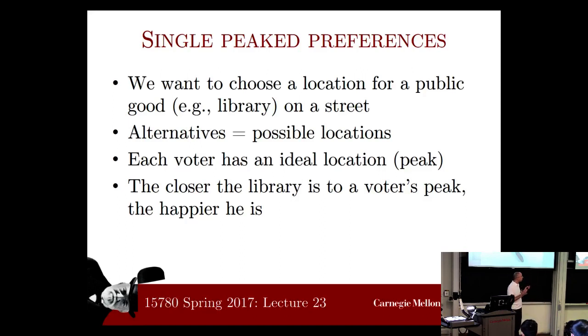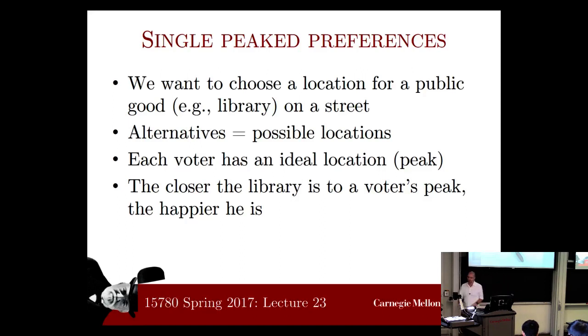So how is this related to the setting that we talked about? The set of alternatives is all possible locations for the library. So it's basically every real number. We're thinking of the possible locations as the real line, so the set of alternatives is the set of real numbers. You can put the library anywhere on the real line. And what we're saying is, this type of preferences induces an order over the real line.